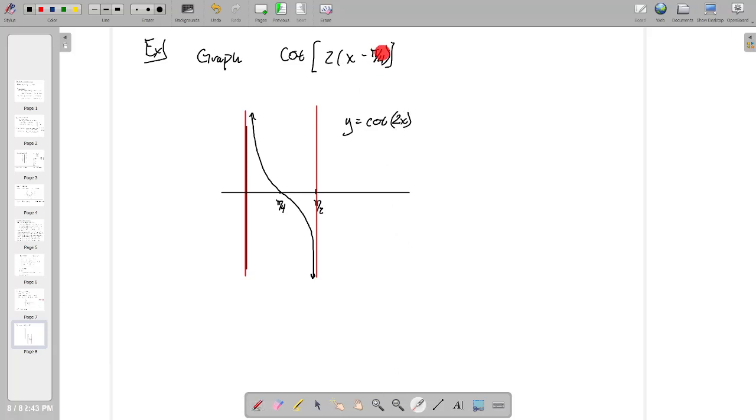So what I've done is added in a horizontal shift, pi over 4. So we're going to shift this graph horizontally by pi over 4 units. Right, so every single point on the cotangent graph. Now, which way do we shift? Do we shift it to the left or do we shift it to the right? If you said to the right, then you're correct. We have a minus pi over 4, which means we shift to the right pi over 4 units.